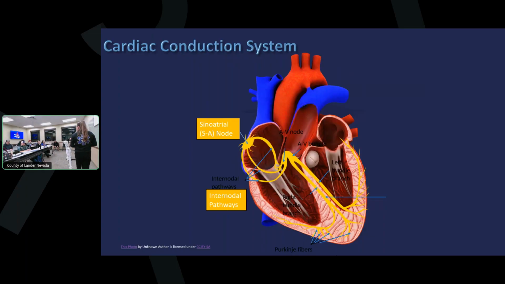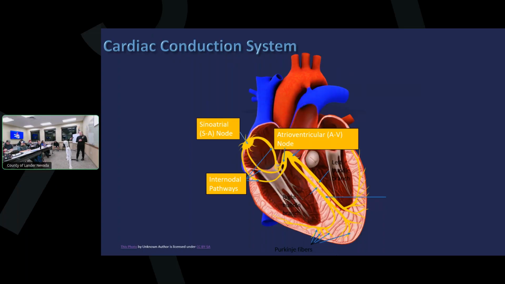From there, it goes through these internodal pathways. And it's important to know that each of these nodes are actually just little clumps of cells. It's not like an actual string. They're just little clumps of cells that are a little bit better at conducting than the rest of the cells of the heart.